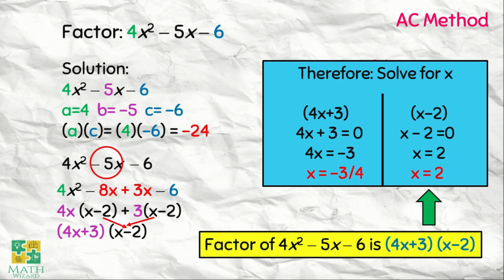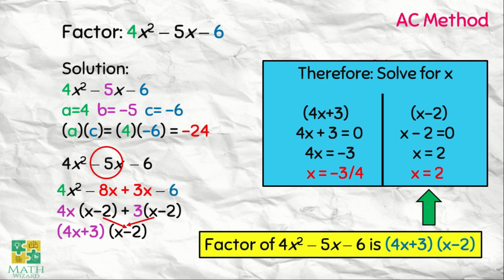Next is we need to solve for x. So we have 4x plus 3 and the x minus 2. For 4x plus 3, it becomes 4x plus 3 equal to 0. We need to isolate x. Kaya we need to transpose 3 to the right side of the equation. Pag transpose siya, it becomes negative. So we have 4x is equal to negative 3. For us to find the value of x, we need to divide both sides by 4. So the final answer becomes x is equal to negative 3/4.